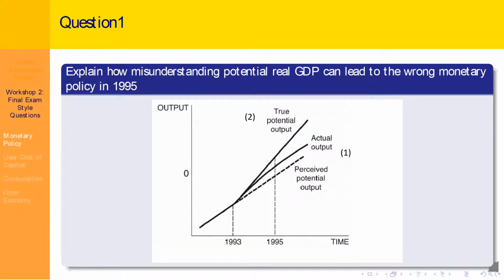We need to consider two scenarios. The first being when actual output is more than potential output, and the second being when actual output is less than potential output. In the first scenario, the economy is in an expansion, and as a result, interest rates will be increased in order to prevent the economy from overheating. In the second scenario, the economy is contracting, and interest rates will be decreased in order to stimulate consumption and investment in the economy.